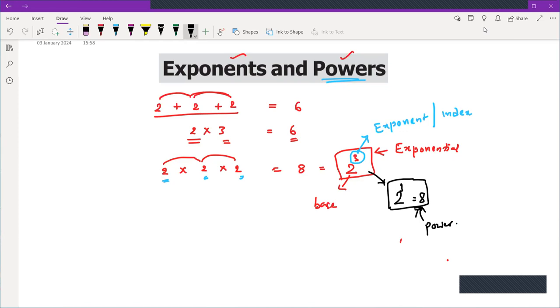Only 2 is called the base. 3 is called the exponent. When you take 2 cube, which is 8, this 2 cube is known as the power of this value.